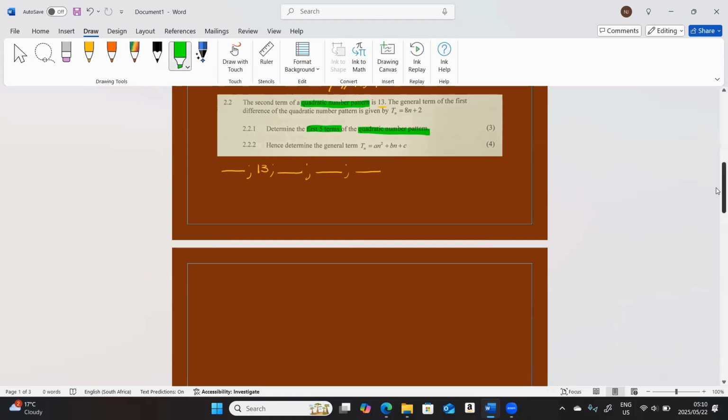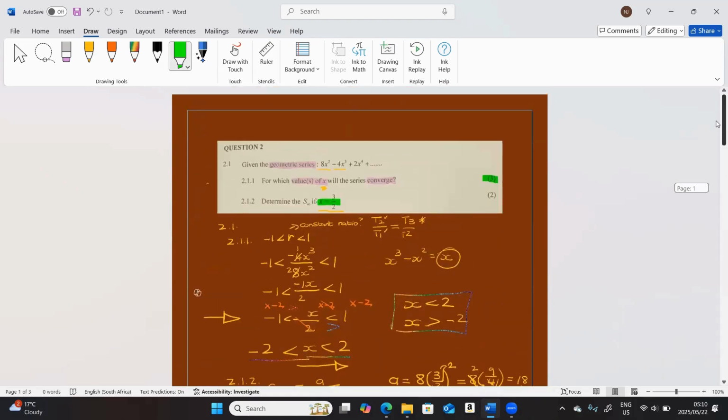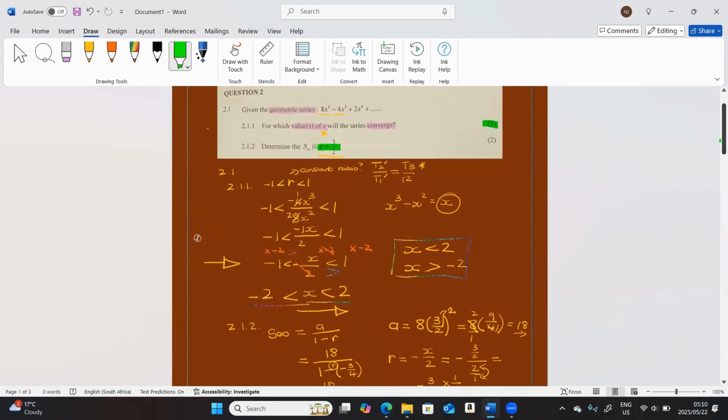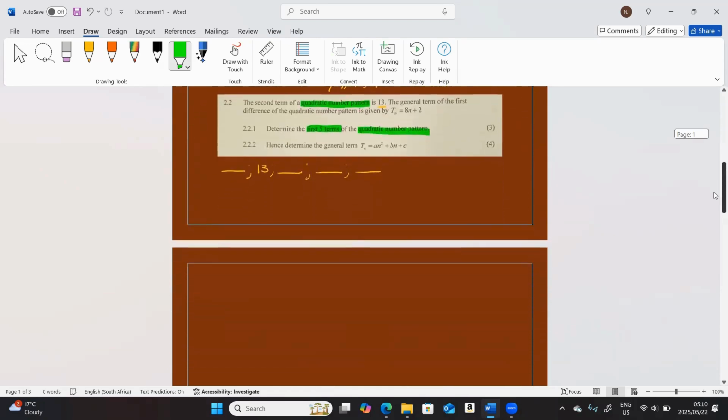Guys, sorry, let me just quickly go back. I forgot to mention that obviously 2.1.2 is also green. Those are definitely things that you have to get correct, given that you know your principles.